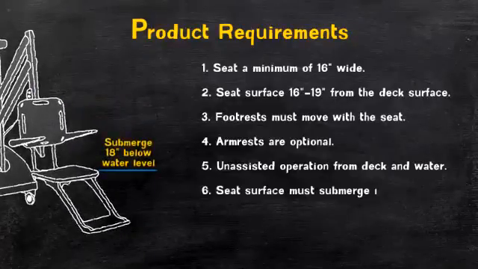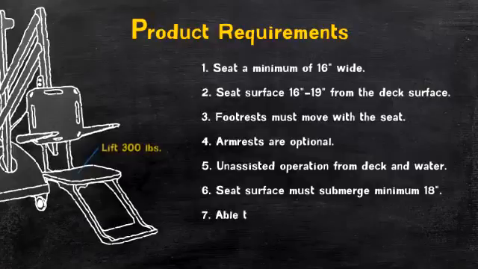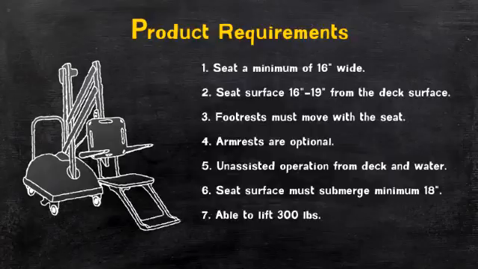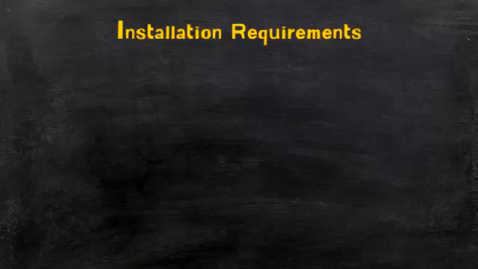The seat surface must be able to be submerged a minimum of 18 inches below the water line. And the lift must be able to lift 300 pounds. All of these items are required in order to conform to the ADA product design guidelines. But remember, product conformance is only half the equation. The other half of the equation is I, which represents the installation elements required by ADA.